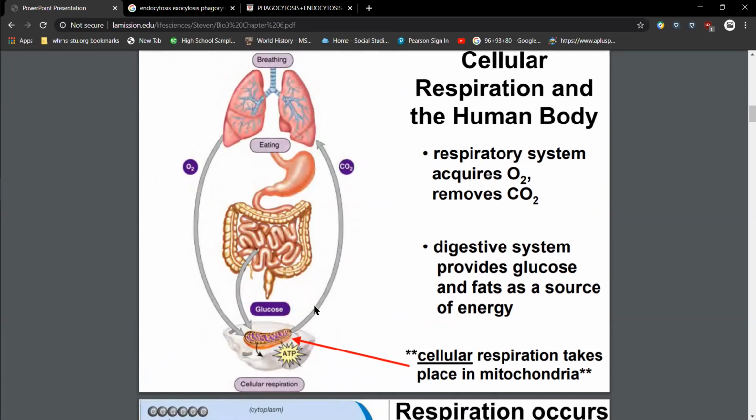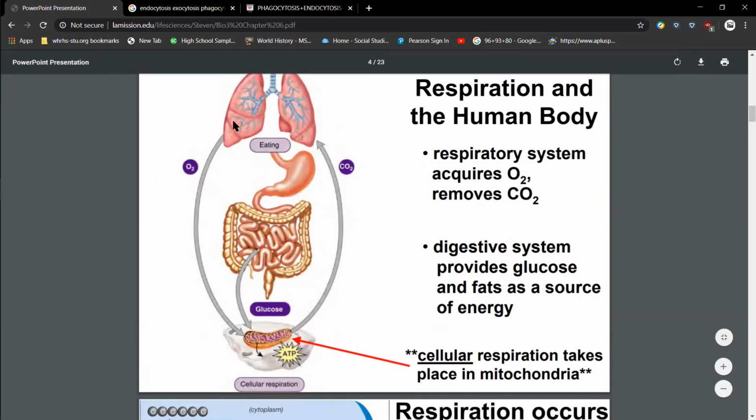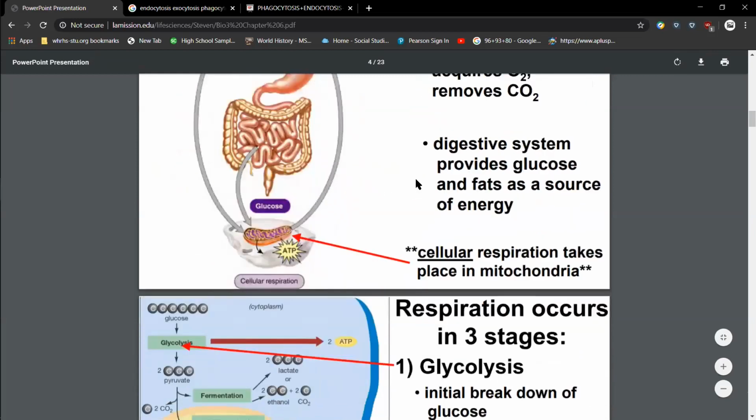So these are the important steps. The oxygen is going to come from our lungs and go into our cells. We're going to use that for cell respiration. When we're done, our cells are going to release CO2 back into the lungs, and it's going to be excreted later. And the sugars that we get from digestion, from our eating, are going to be turned into glucose, which is usable for our cells to create energy.